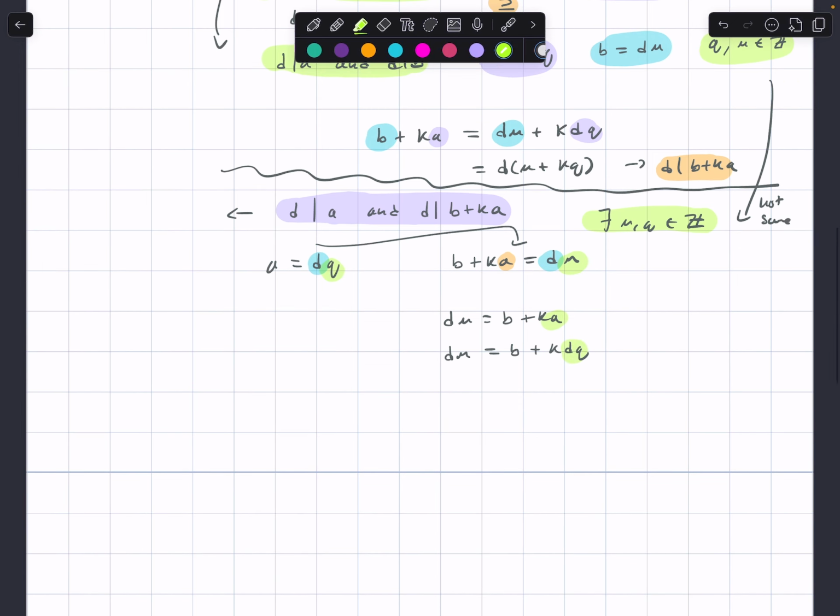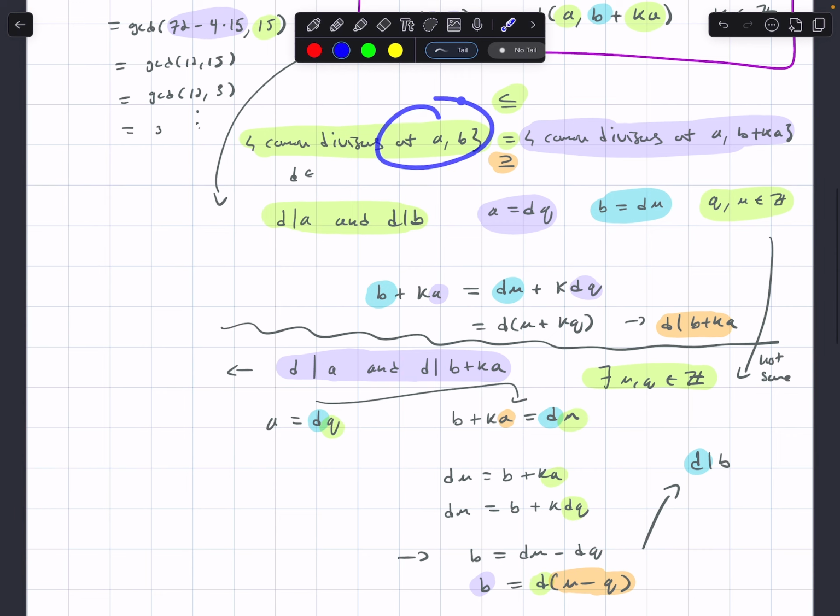And then what can we do? You guessed it, we can isolate B. We can subtract the D times Q from both sides. B is D times M minus D times Q, and we factor out the D. It's D times (M minus Q). B is equal to D times (M minus Q). That means that D divides B. So D divides B. So that means that D is a common divisor of A and B.